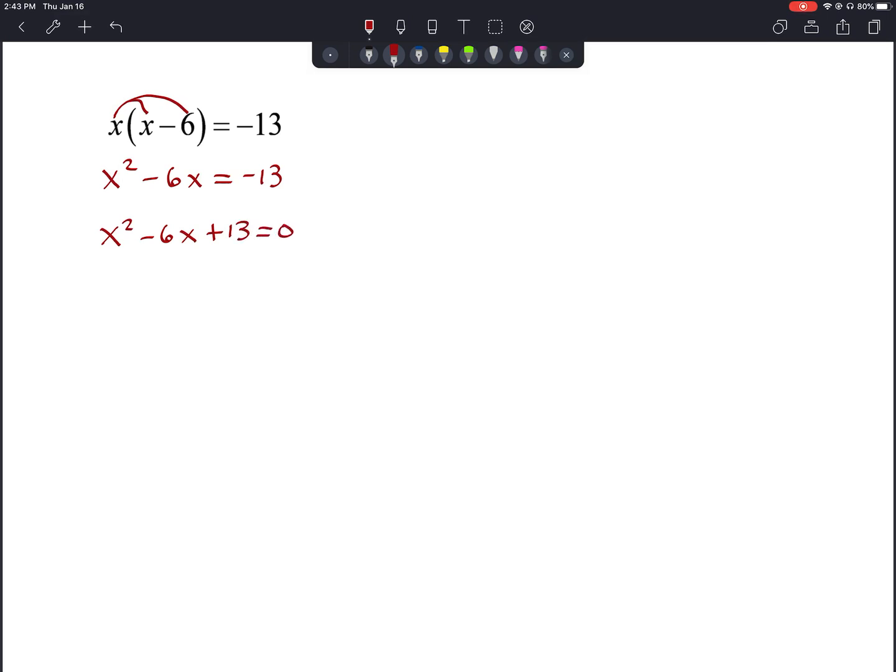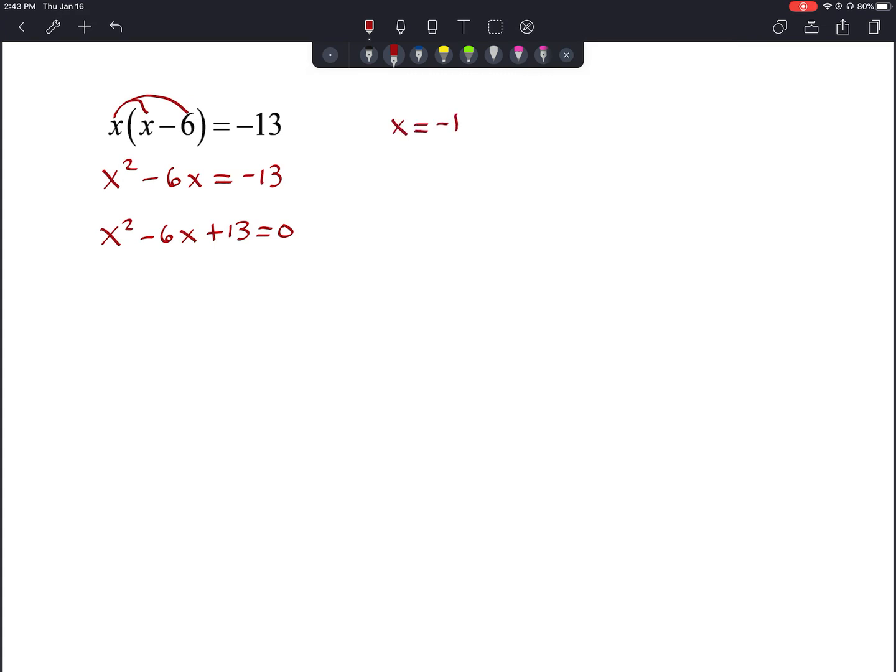So now that it equals 0, we can take it here and see if it factors. Well, we're not going to have any factors of 13, right, that have a sum of negative 6. So let's say it doesn't factor. You have several options now. You could either complete the square or use the quadratic formula. So I think you're probably going to be most interested in using the quadratic formula. So let's go ahead and use it.